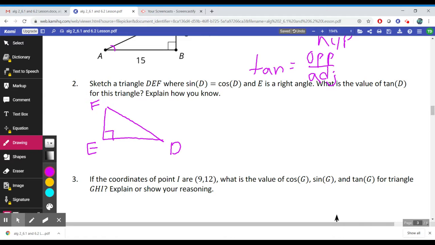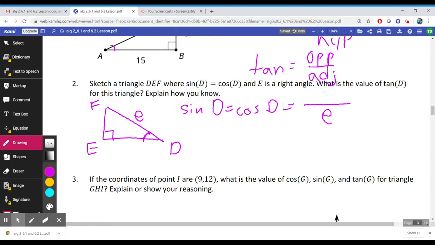It wants sine of D to equal cosine D. So we know that we're always going to be dividing by the hypotenuse. I'm going to call this hypotenuse length E for now. So in order for the sine to equal the cosine, that means that the opposite and the adjacent have to have the exact same length, right? Because we know that we're going to be dividing something by the hypotenuse. So I'll put sine of D is equal to cosine D, which is equal to something divided by that hypotenuse length, which is E.